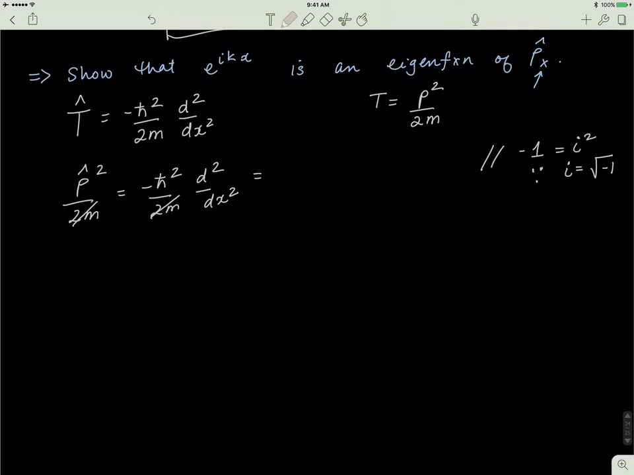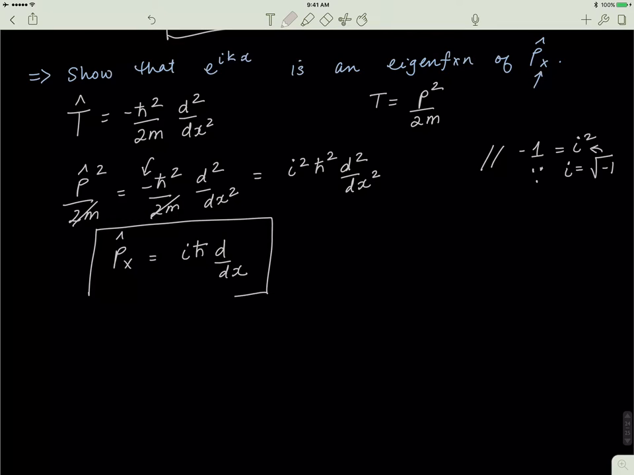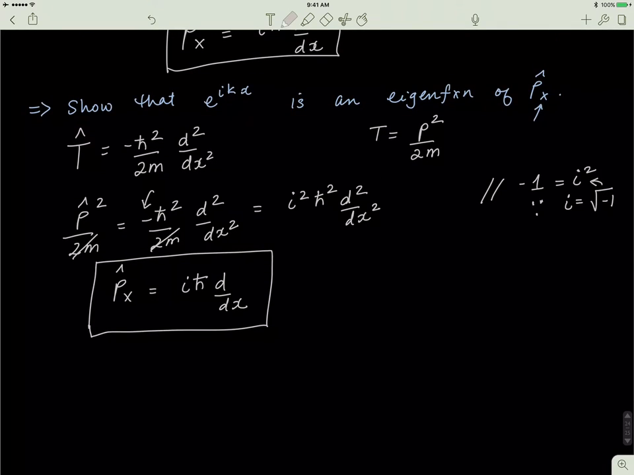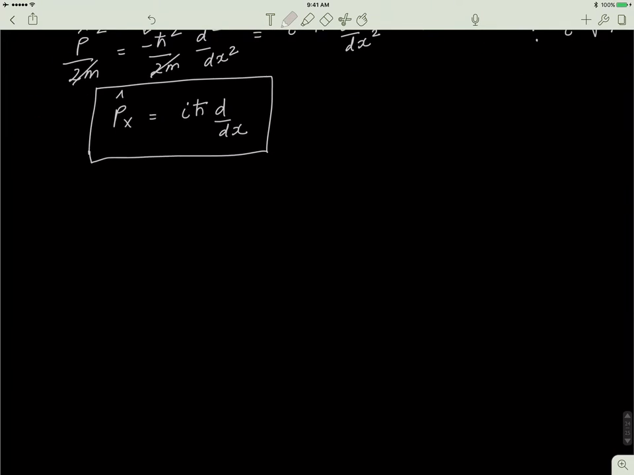So if you square both of these, then you get this, right? So what I'm going to do is replace this negative by i squared. Then of course I have h bar squared, then I have d squared over dx squared. So what this implies is that the momentum operator is simply i h bar d over dx. Okay. So now that we have the momentum operator, we are asked to show that this is an eigenfunction of p of x.